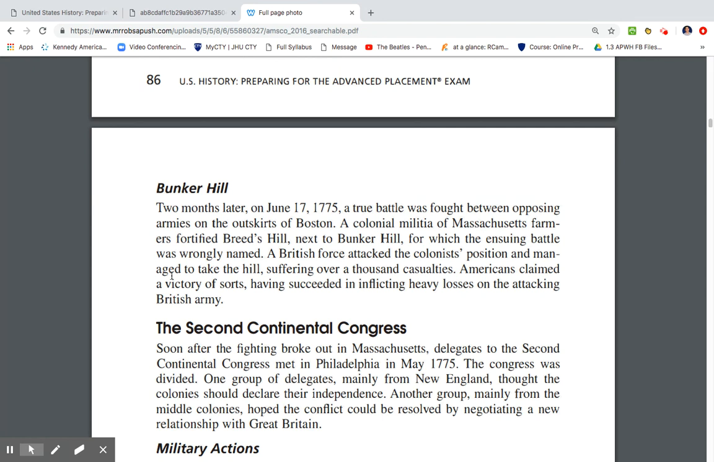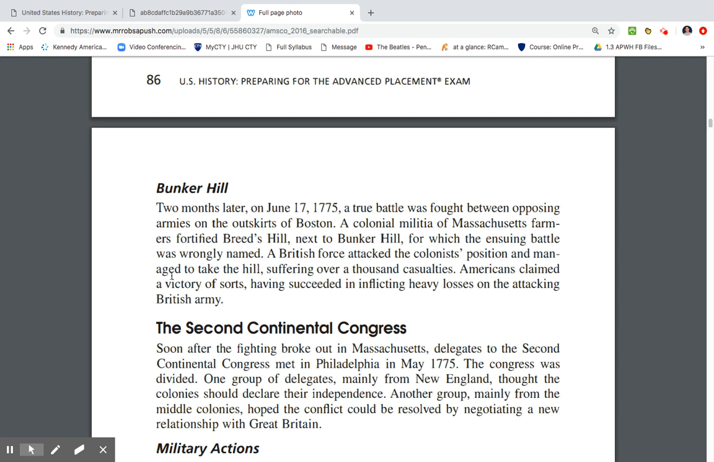Two months later, on June 17, 1775, a true battle was fought between opposing armies on the outskirts of Boston. A colonial militia of Massachusetts farmers fortified Breed's Hill next to Bunker Hill, for which the ensuing battle was wrongly named. It should have actually been called Breed's Hill. A British force attacked the colonists' position and managed to take the hill, but suffered over 1,000 casualties. Americans claimed a victory of sorts, having succeeded in inflicting heavy losses on the attacking British army.